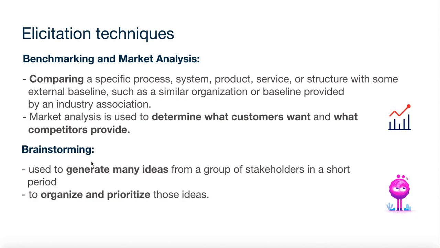The next type of elicitation is brainstorming, which we all do. And this is used to generate many ideas from a group of stakeholders in a short period. Okay, so this short period you would want to organize and prioritize ideas. So usually when you just want to understand what are the different problems customers are facing, you don't have a specific topic to speak about, but you're just open to understand what are the problems customers are facing, or what are the problems we as a team or our employees are facing. It could be anything, but you're open. So that's where you can brainstorm, and it's mainly used for generating new ideas.